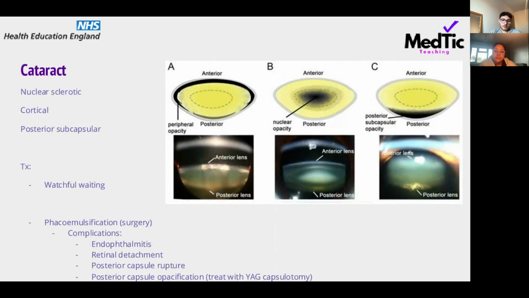So there are three types of cataract, depending on where the cataract starts to form within the eye. Nuclear sclerotic, cortical, posterior subcapsular. I don't think that's particularly important for med school exams. However, it's just nice to have a bit of context.